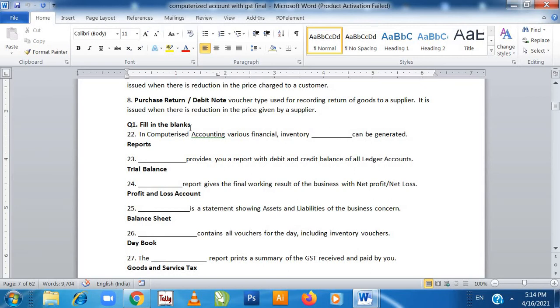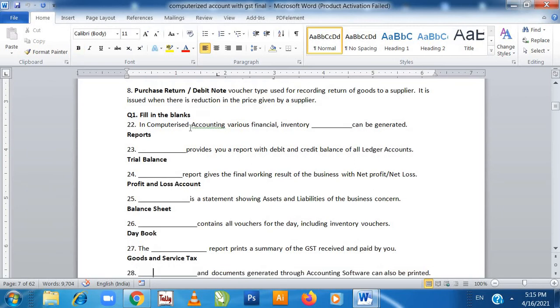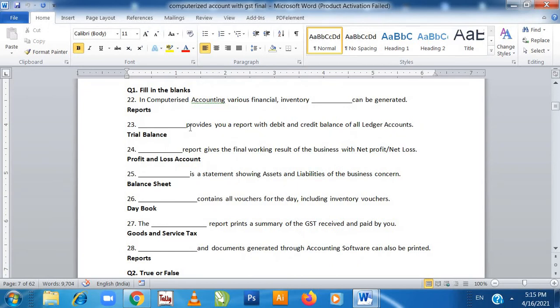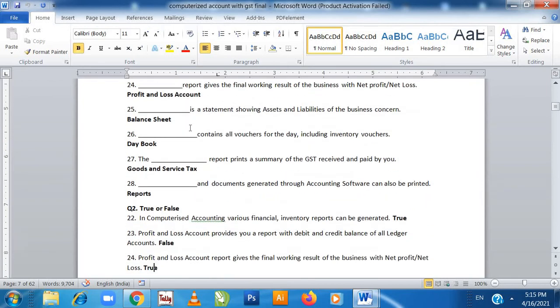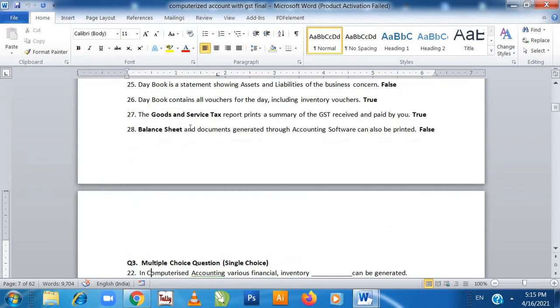Dash is a statement showing assets and liabilities of the business concern. Answer is balance sheet. Dash contains all vouchers for the day including inventory vouchers. Answer is daybook. The dash report prints a summary of the GST received and paid by you. Answer is goods and service tax. Dash and documents generated through accounting software can also be printed. Answer is reports. Now based on the fill in the blanks, true or false is there.